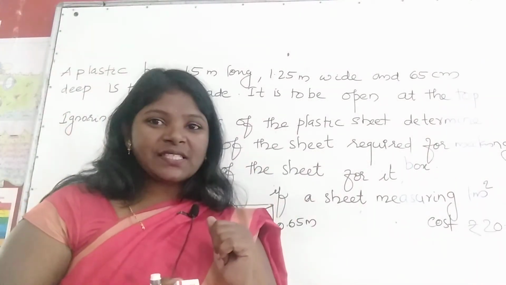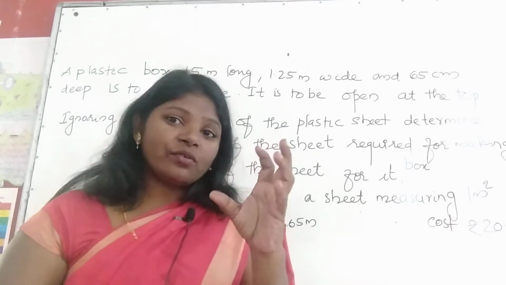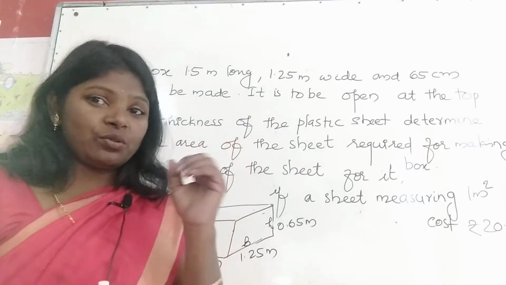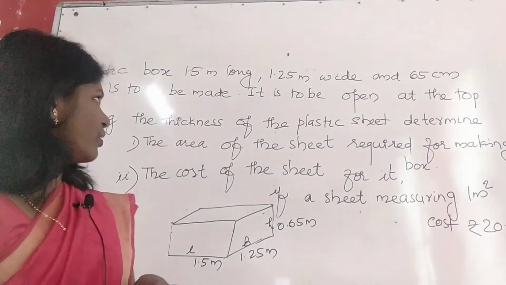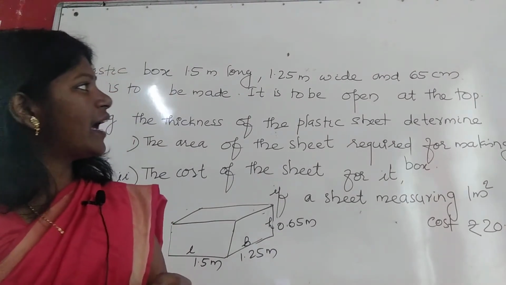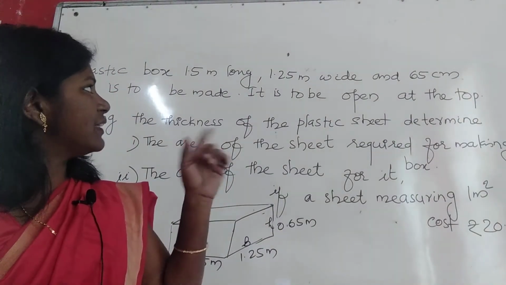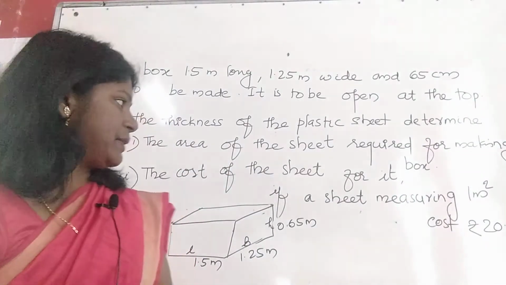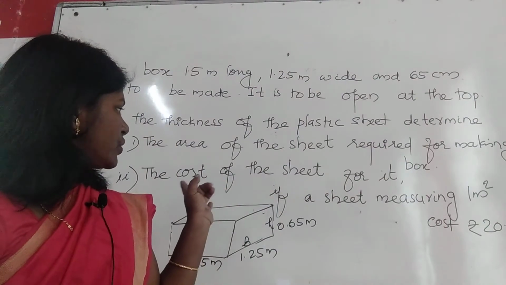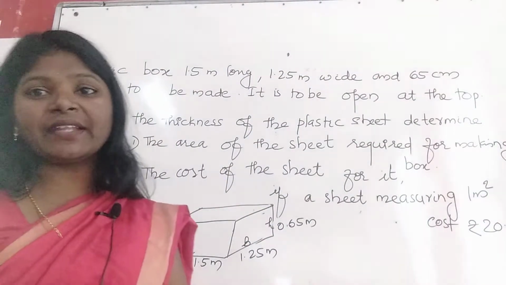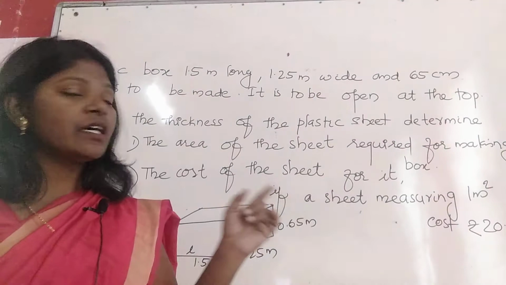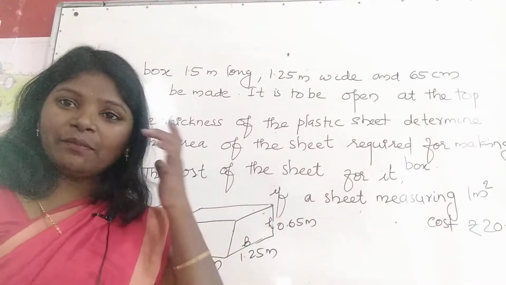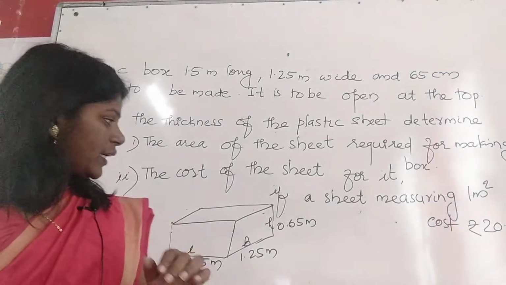We need one box and we have to find the area of the sheet to be used to make that particular box, of width 1.25 meter, length 1.5 meter and depth 65 centimeter. And next, what should we do? We should find the cost of the sheet, and per meter square it is 20 rupees. Then what will be the cost for the total sheet for making that box? Do you understand?